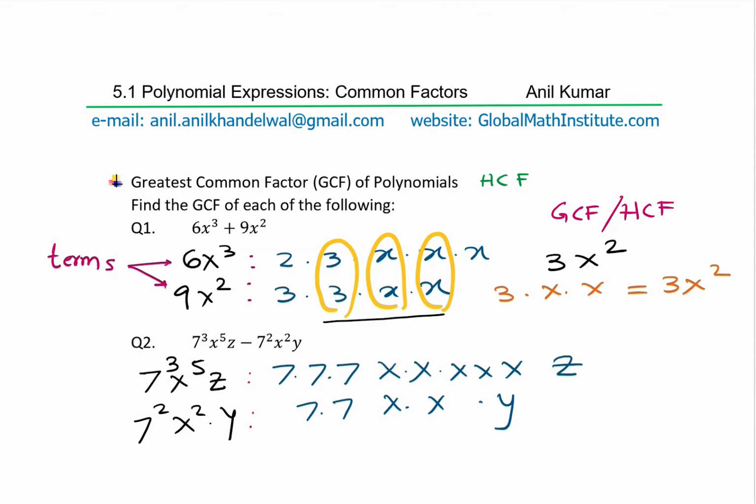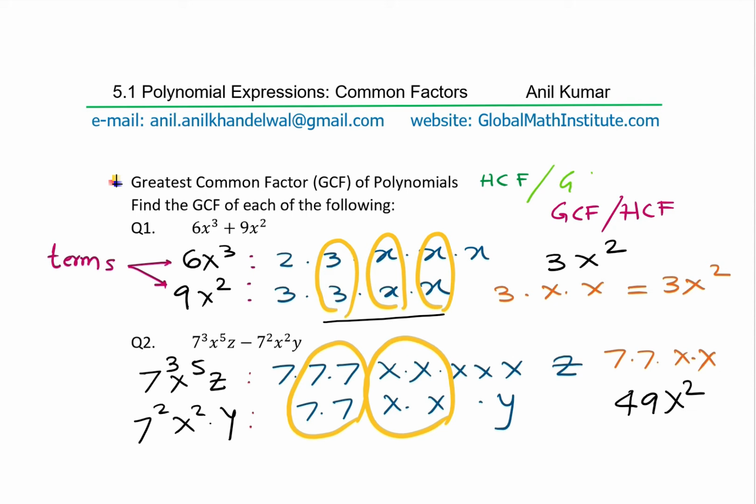So let's see which are the common factors. So of course you get this group of 7s as common and this group of x as common. Now we'll just multiply these. So we have a common factor which is 7 times 7 times x times x, or you could write this as 49x squared, and that is the way to get the common factors. Perfect. So I hope this strategy of writing the highest common factor or the greatest common factor is absolutely clear.